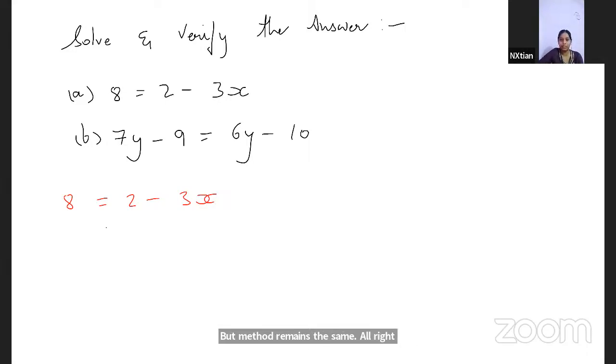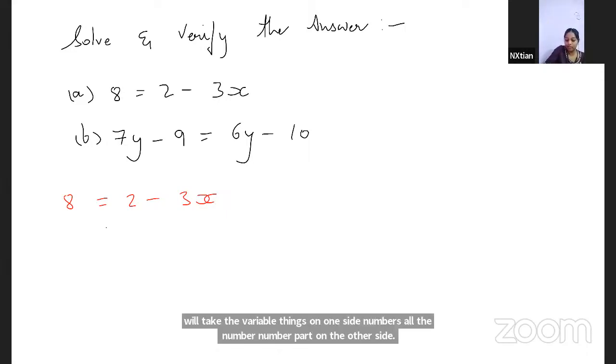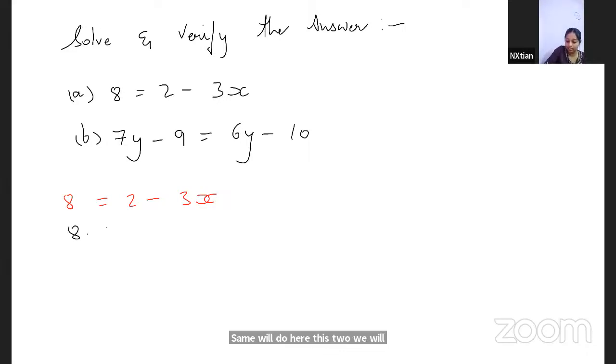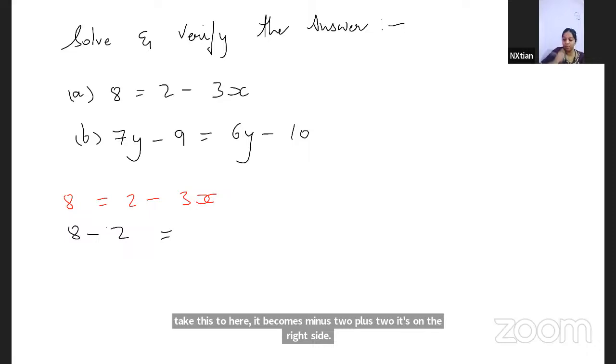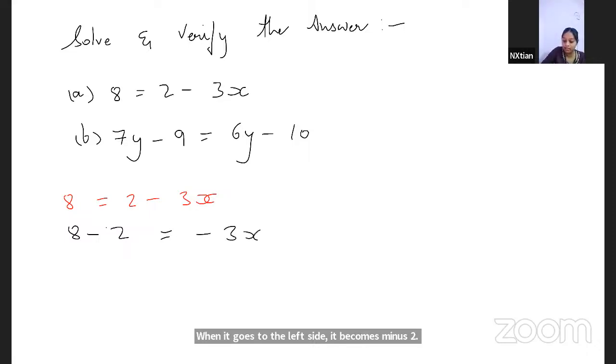Always remember when we are solving the equation, we will take the variable terms on one side, and all the number part on the other side. Same we'll do here. This 2 we will take on the other side, 8, we will take this 2 here. It becomes minus 2. Plus 2 is on the right side. When it goes to the left side, it becomes minus 2. Okay? And minus 3x remains here as it is.